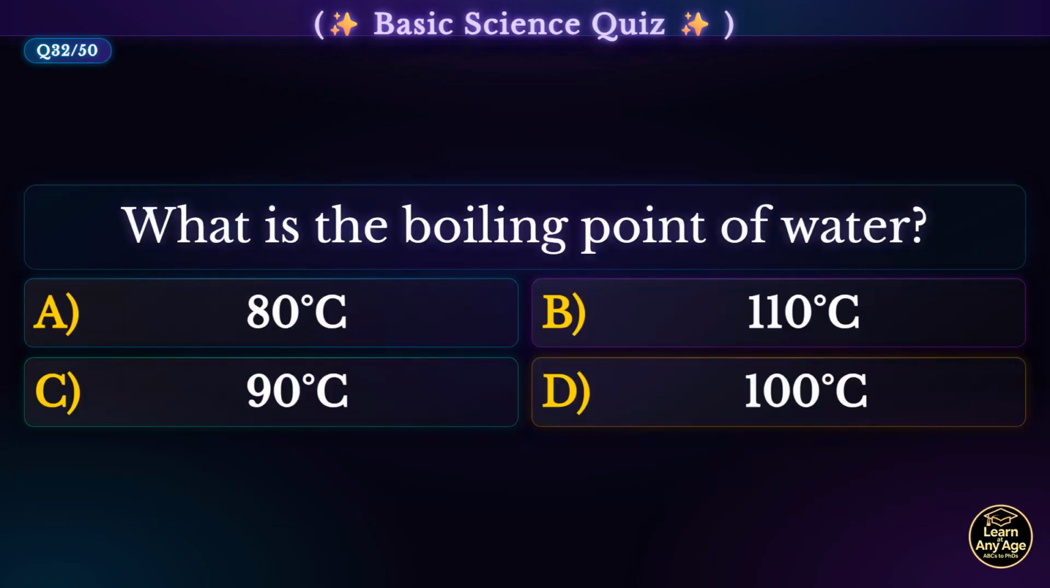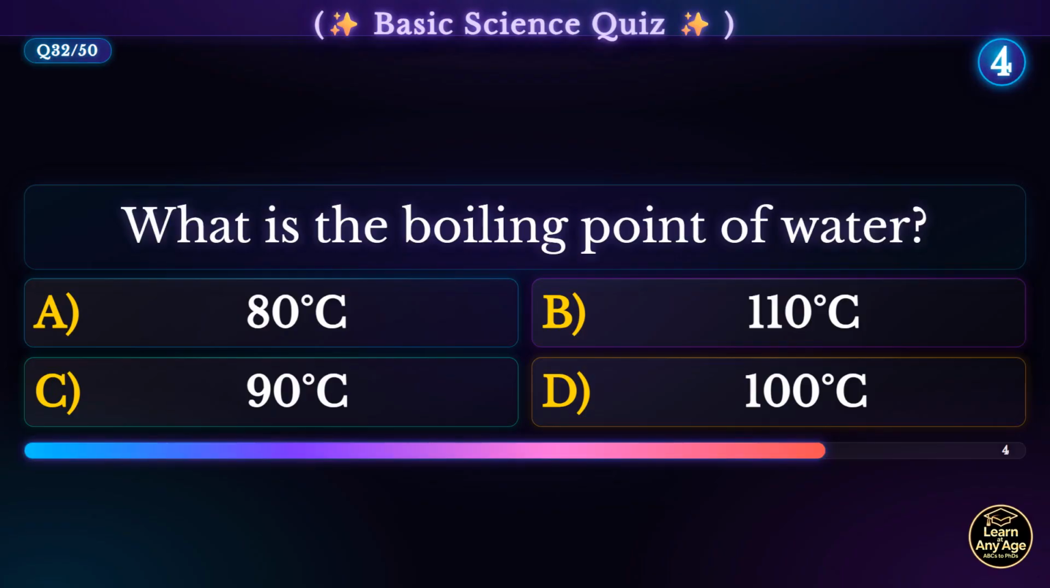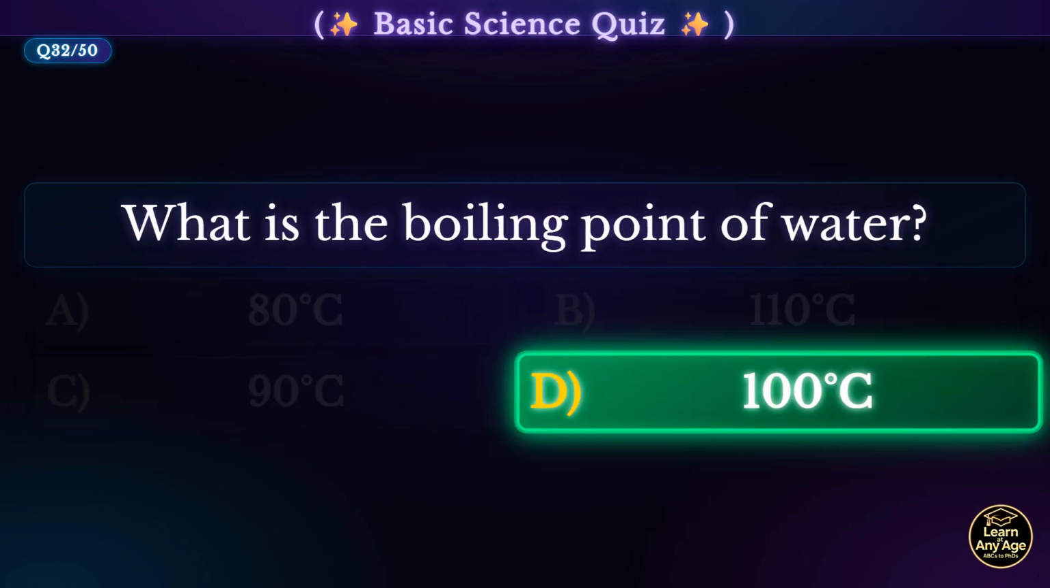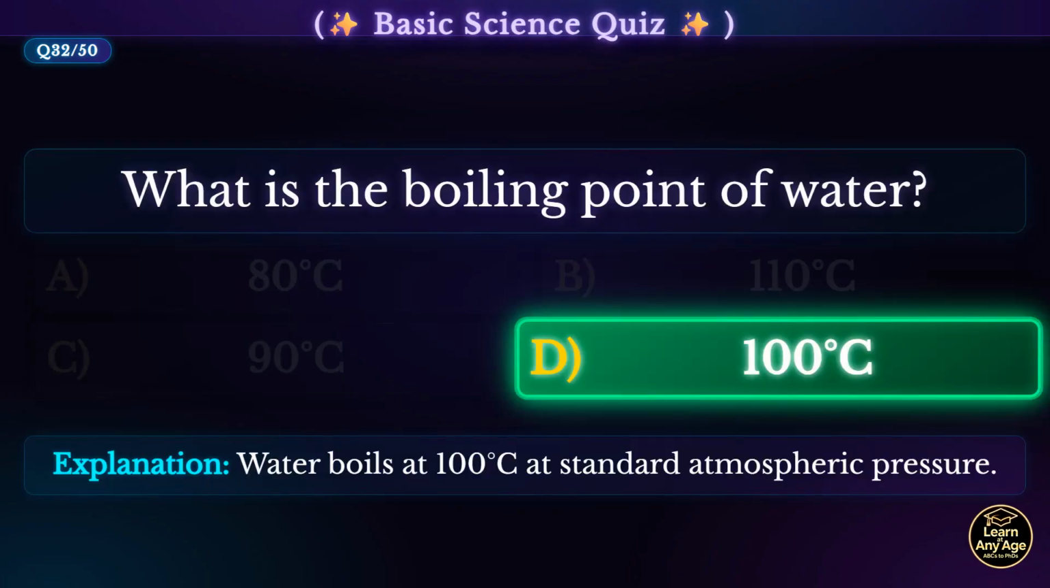What is the boiling point of water? 80 degrees Celsius, 110 degrees Celsius, 90 degrees Celsius, 100 degrees Celsius. 100 degrees Celsius. Water boils at 100 degrees Celsius at standard atmospheric pressure.